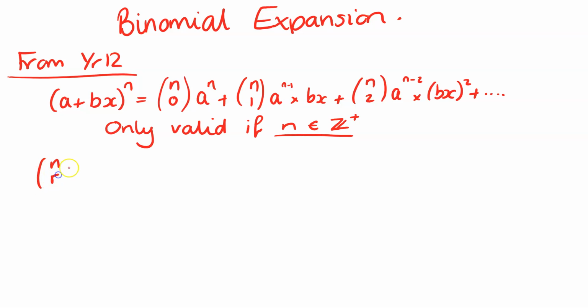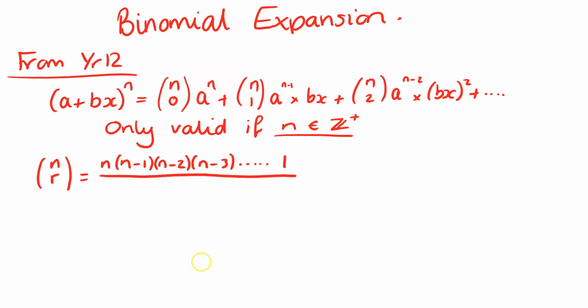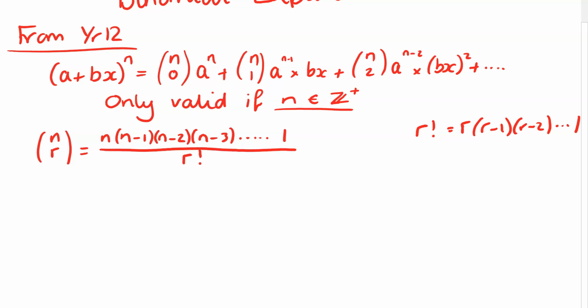What we can do is, this formula here actually stands for this calculation. So n, n-1, n-2, and it keeps going down, n-3, all the way down till you get to 1, over r factorial. In fact, r factorial means r, r minus 1, r minus 2, all the way down to 1. That is what your calculator is doing when you shove it into your calculator. Now, we're going to do it by hand because we can't put it into a calculator if it's not a whole number, or a positive whole number, I should add.